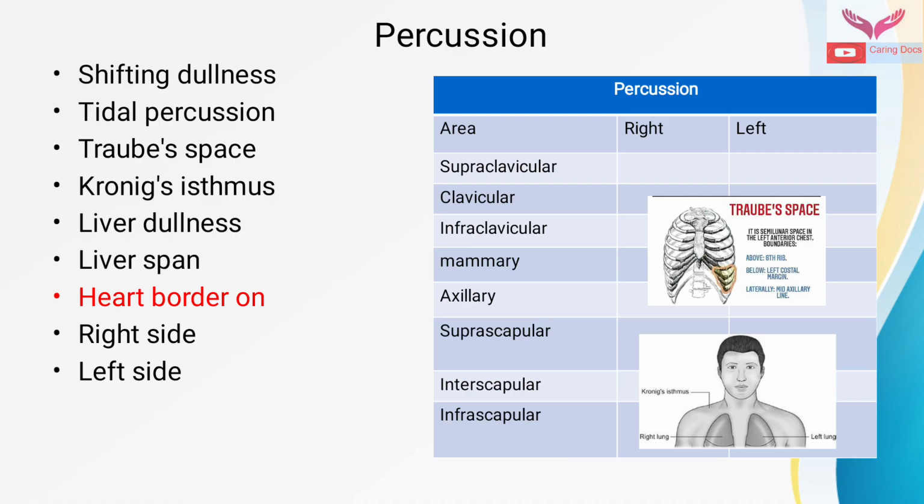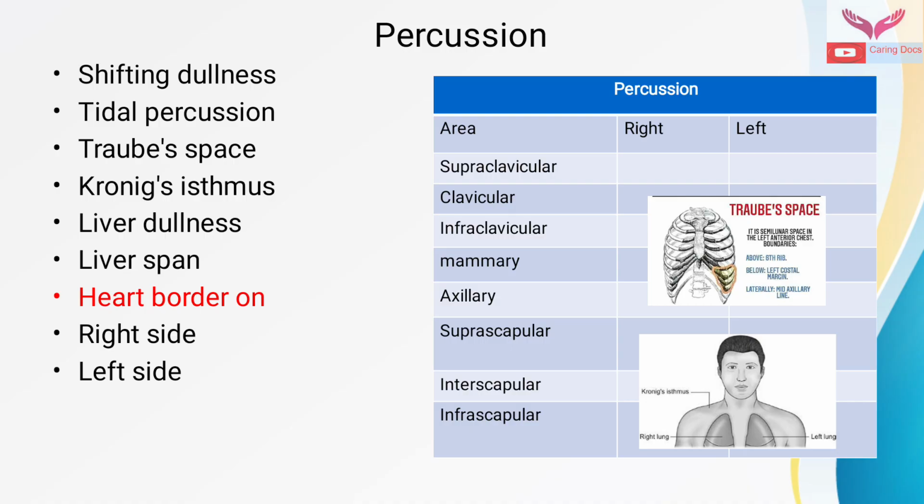This Kronig's isthmus is the area of resonance which we can see in the figure. It is bounded medially by the neck muscle, laterally by the acromioclavicular joint, anteriorly by the clavicle, posteriorly by the trapezius. We have to percuss medially from the acromioclavicular joint. Normally it is 5 to 7 centimeters. It is narrow in TB and fibrosis and wider in emphysema.